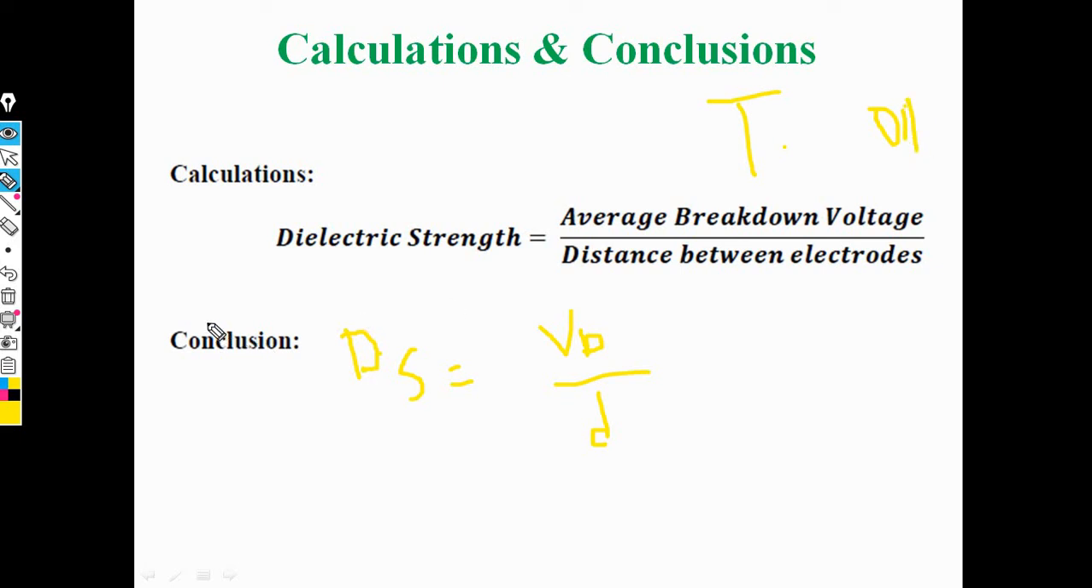Then the final conclusion. In this case study, we used transformer oil and found the dielectric strength of transformer oil. That is, in this case study we have studied the dielectric strength of liquid insulating material. And this is the final conclusion for the case study of liquid insulating materials.